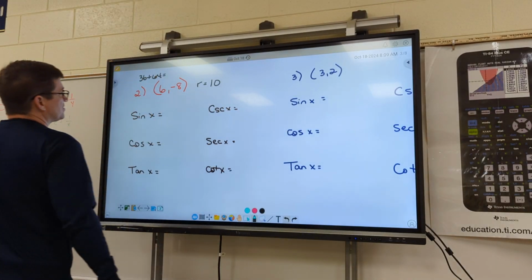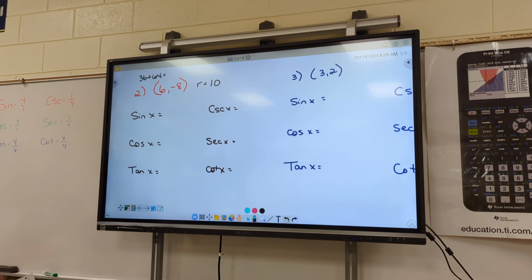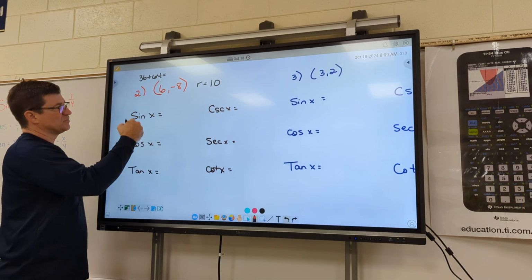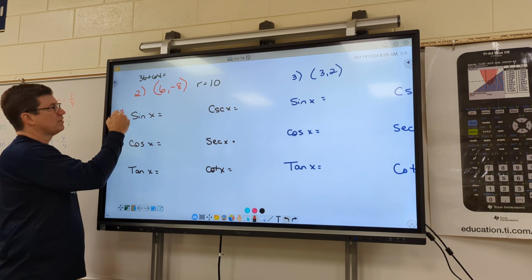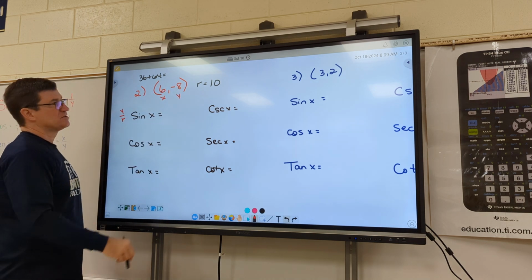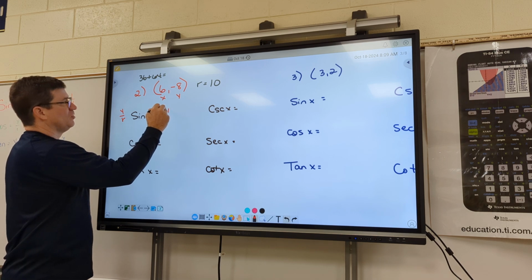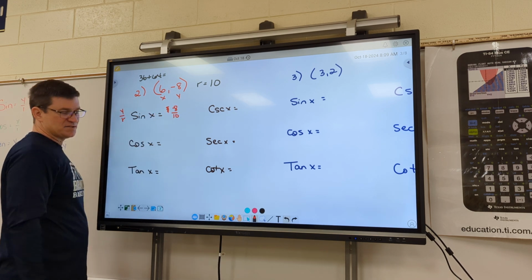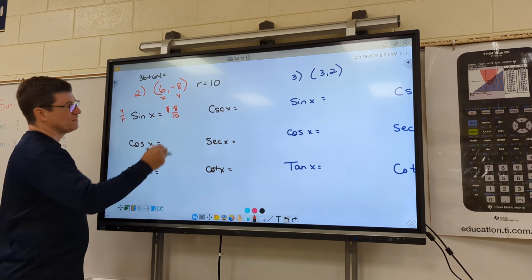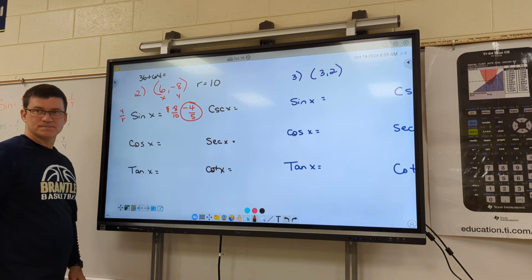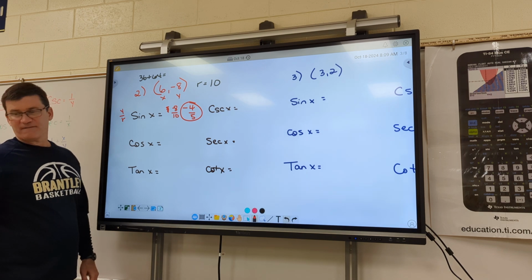All right, so this one's going to be really easy because we don't have any square roots. All right, what's the first one? It's y over r. Remember, it goes x, y, and there's your r. So I got 10, y over r, I got negative 8 over 10. Somebody simplify it, please. Negative 4 over 5. Negative 4 over 5 is our answer. I want the simplified answer.